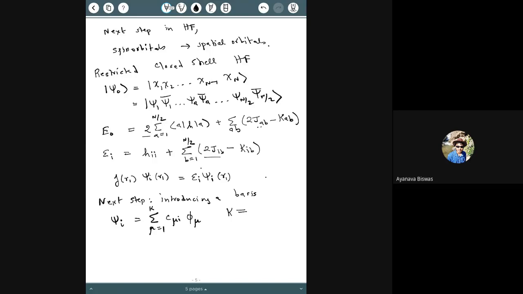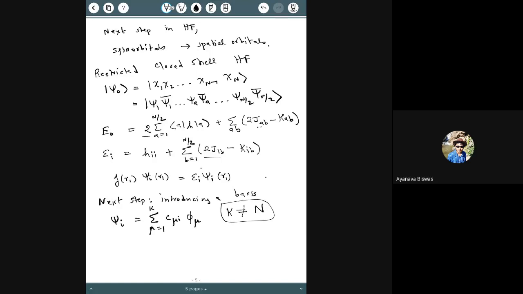And the number of basis functions is again in our hand. So let's say we have k basis functions to represent each orbital, and k is not necessarily equal to n. And this is a very crucial fact in Hartree, that k is not necessarily equal to n. But k must at least be n. Let's see why.